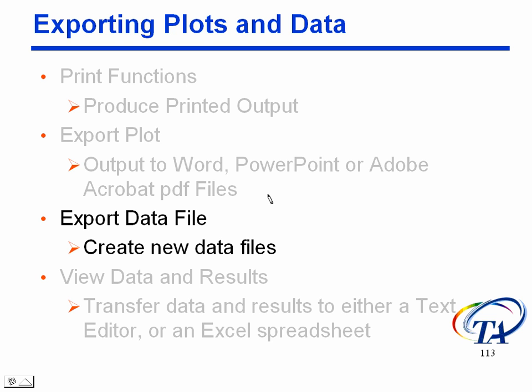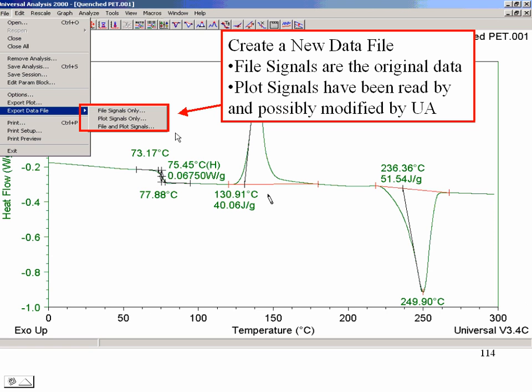All right, now the situations where you need to create new data files, there's one thing we've got to point out, and that's the concept of file signals versus plot signals. Now, a file signal is the original data. It's what was stored in the data file. It was what was originally read into UA.